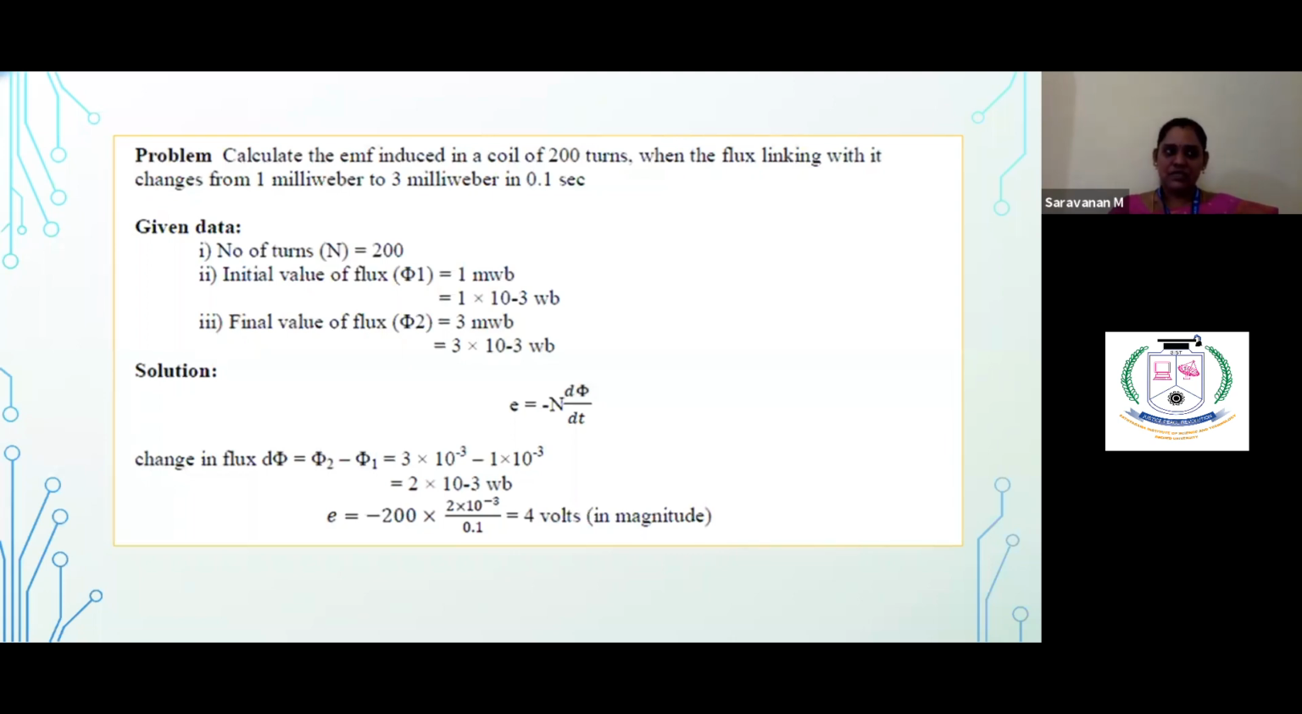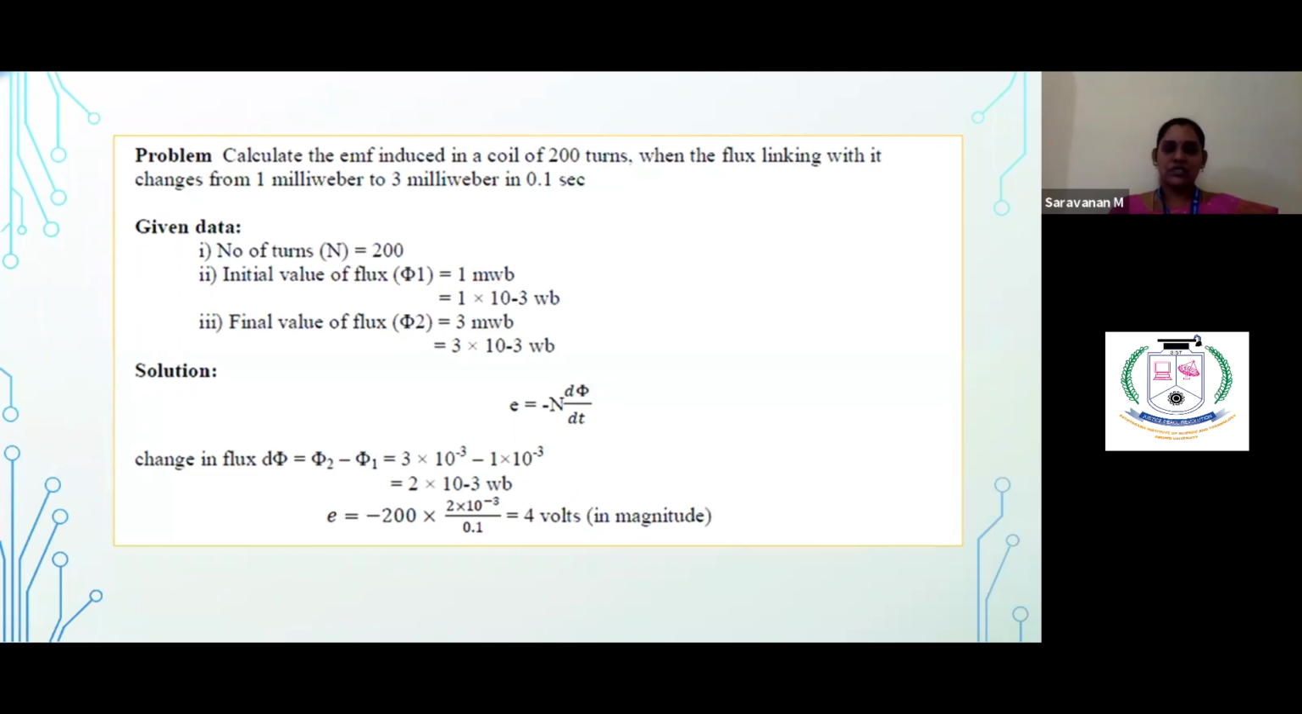When the problem is given, don't get tense. Just go through the problem once or twice or thrice, and think what the solution is, how we can derive the solution, what formula can be used, and what is the unknown parameter they've asked you to find. So think twice, thrice, and definitely you'll get through the problem.